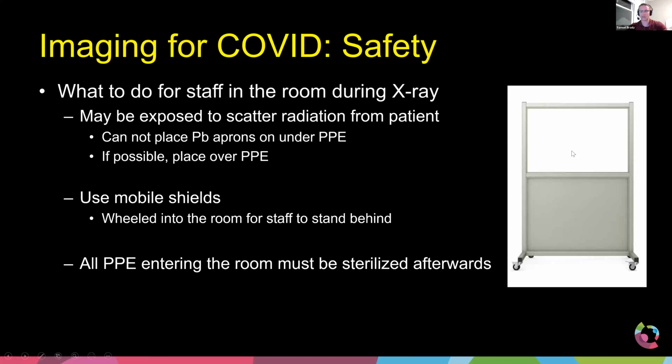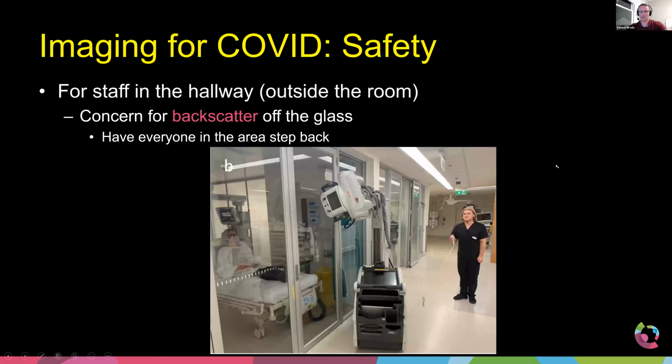Nonetheless, all PPE that goes into those rooms has to come out and has to be sterilized. Luckily, those lead aprons and these lead rolling shields are covered in plastic, so we can pretty much sterilize them without much of a deal.